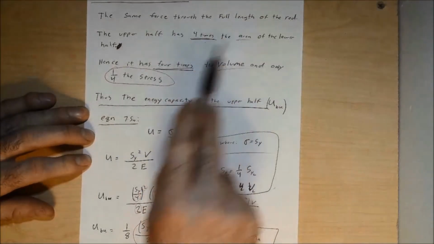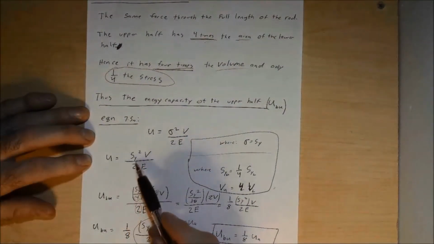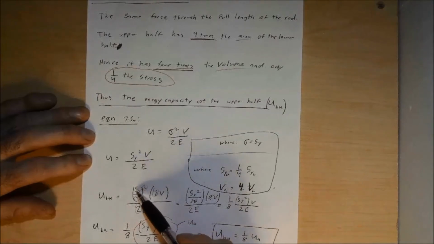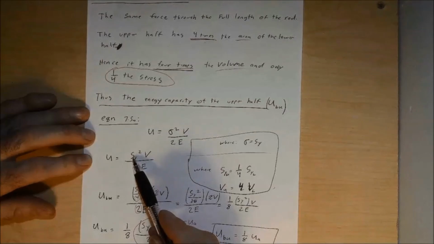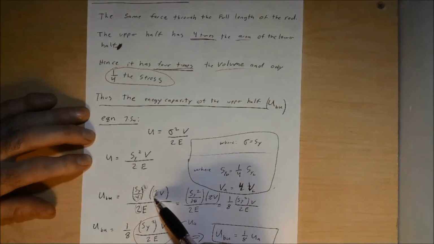Now based on these ratios that we found up top, based off our geometries, we can plug back into this general equation, where now S sub Y becomes S sub Y over 4. So we plug that back in for our S sub Y, for 1/4 of the stress. Then over here our volume, if we have V over 2 in the original one for the lower half of part B, 4 times that would be 2V, all over 2E.